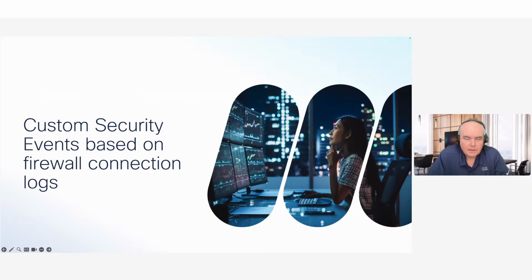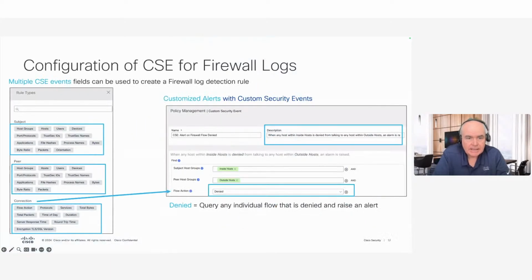Okay. So now we've got that information in, I can actually start to create my own custom security events or firewall rules based on that. And here I'm just showing a very, very simple example where I've looked at what we call the inside host group and outside host group. So I'm saying anything inside my organization that I'm tracking that talks to the outside, anything I don't own, the internet, for example, if I see a flow action and it says denied, then generate a custom security event. So I'll see a policy violation on the main dashboard if I configure that.